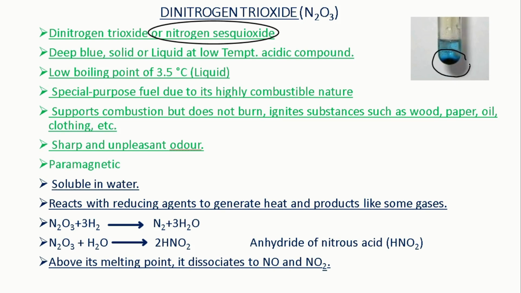It's deep blue in color, and it's a solid, and it can also be a liquid depending on the temperature. This is an acidic compound, and it also has a low boiling point. It's highly combustible, so that means it can be used as a fuel, and it helps in the combustion of many substances like wood, paper, oil, clothing.